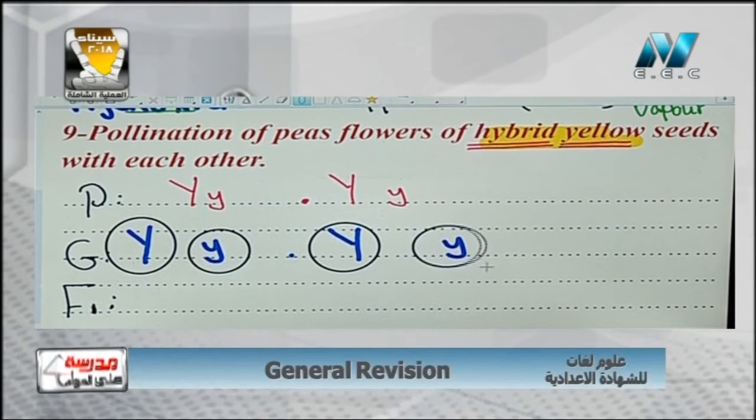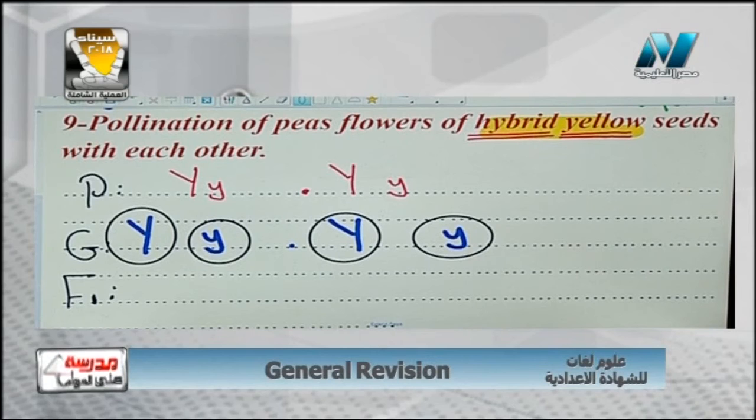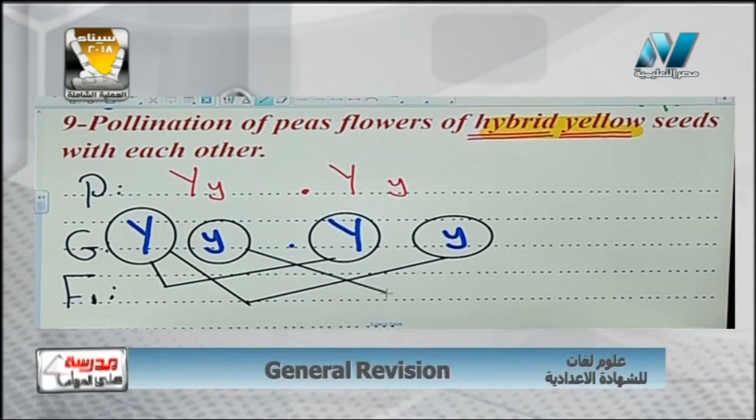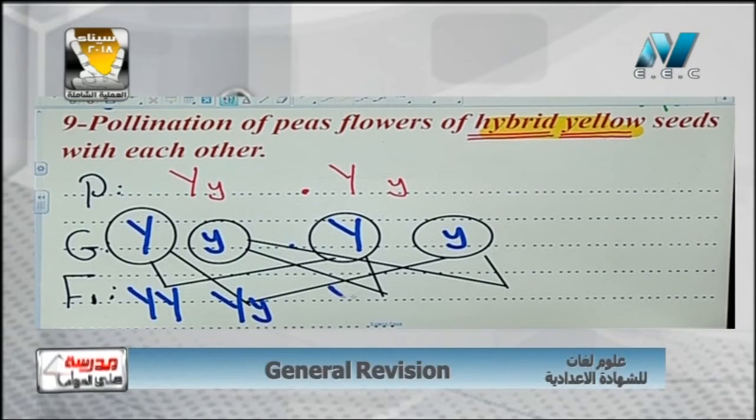As we talk about gametes, half number of chromosome, ها? Then we will distribute, نوزع بقى. First with first. We remember like that. Y with Y. Then Y capital with Y small. Then Y small with Y capital. Then Y small with Y small. هنبقى نعمل ايه بقى؟ هنكتب هنا مع بعض Y capital, Y capital, Y capital, Y small, Y capital, Y small.